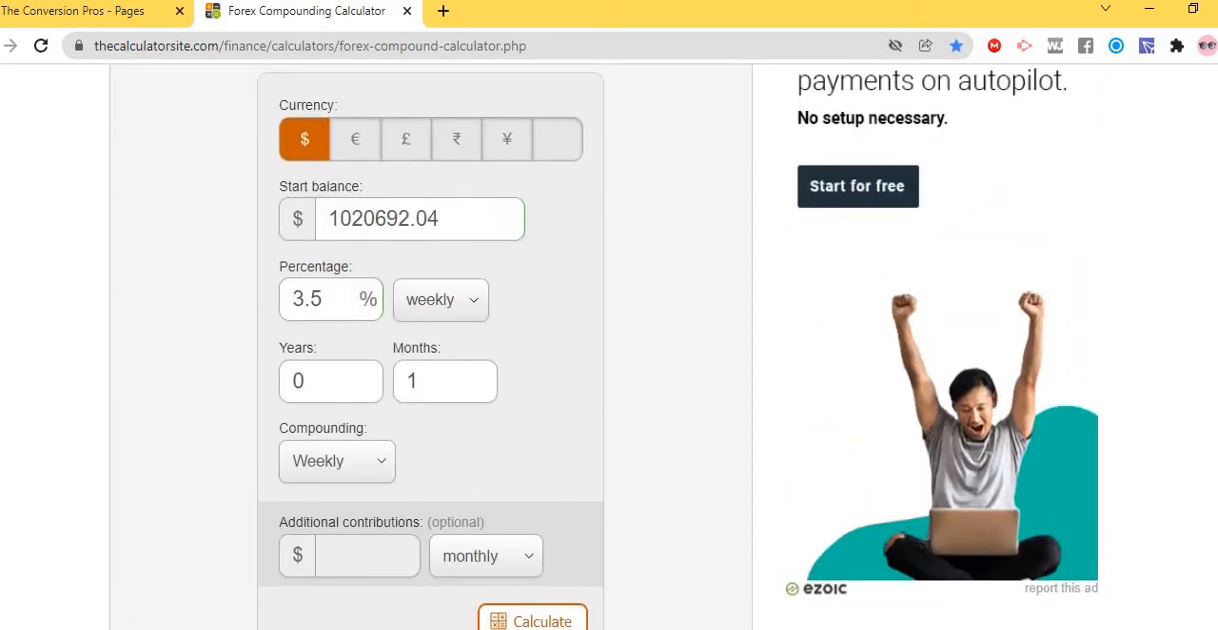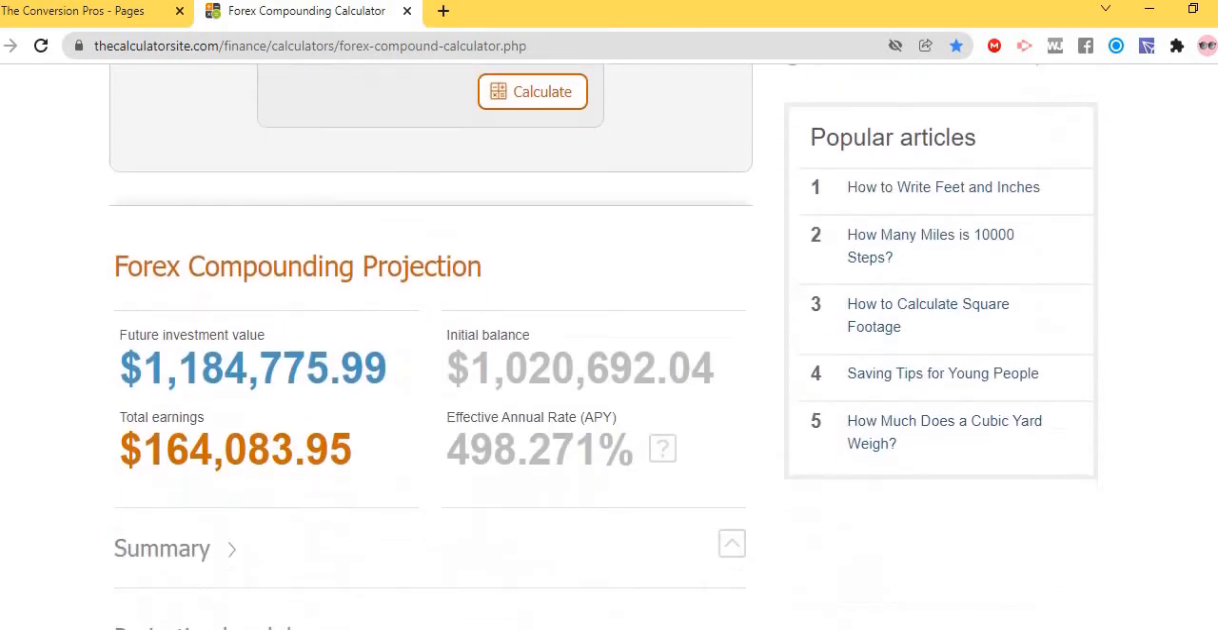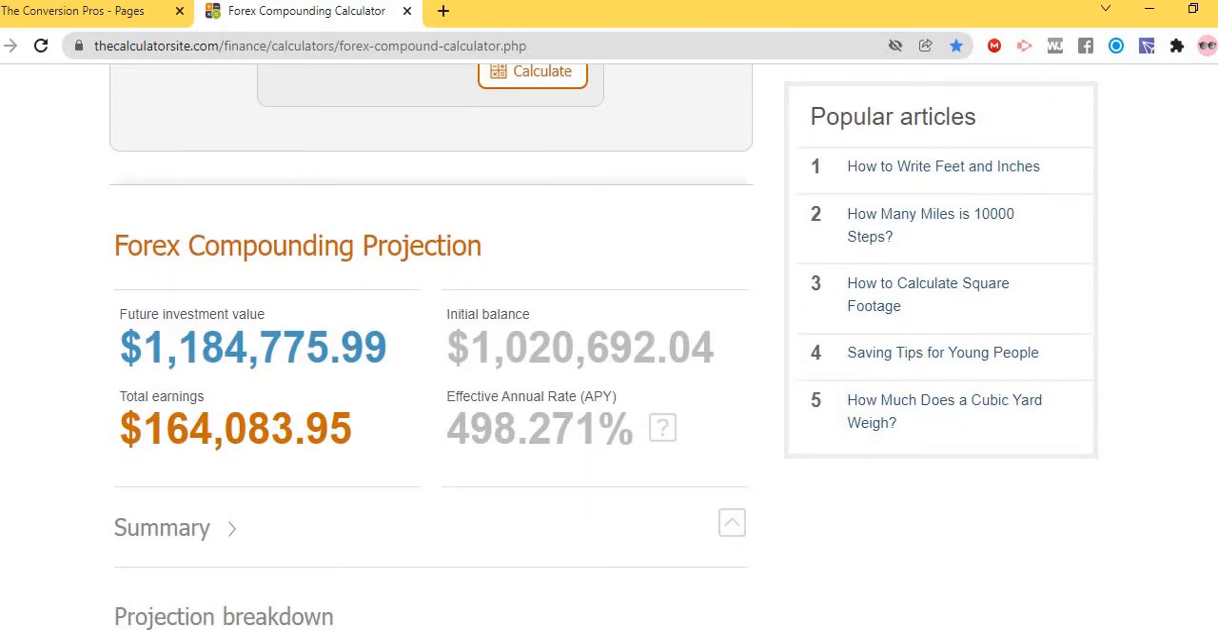Oh my God. Do y'all see that, ladies and gentlemen? Do y'all see those numbers? That's 1,184,775.99. So we have a $100,000 working capital.